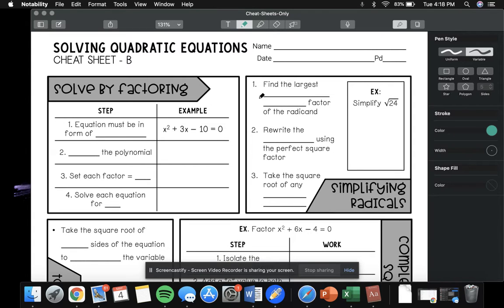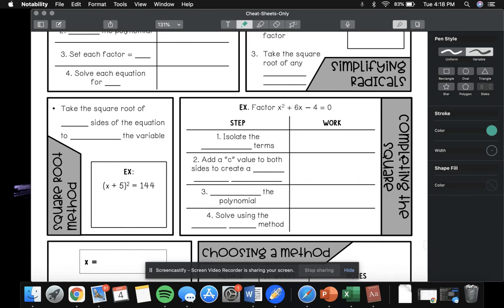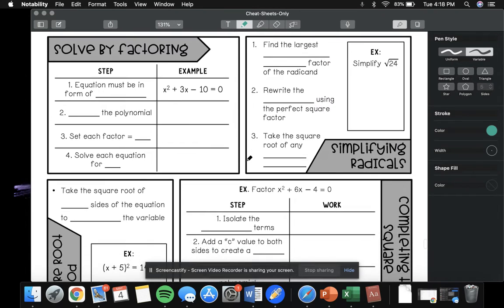Okay, so we solved by factoring, and we simplified radicals. We did the square root method, we completed the square, and then we did the quadratic formula. So that's what we're going to focus on for today. Okay, so first, solving by factoring.